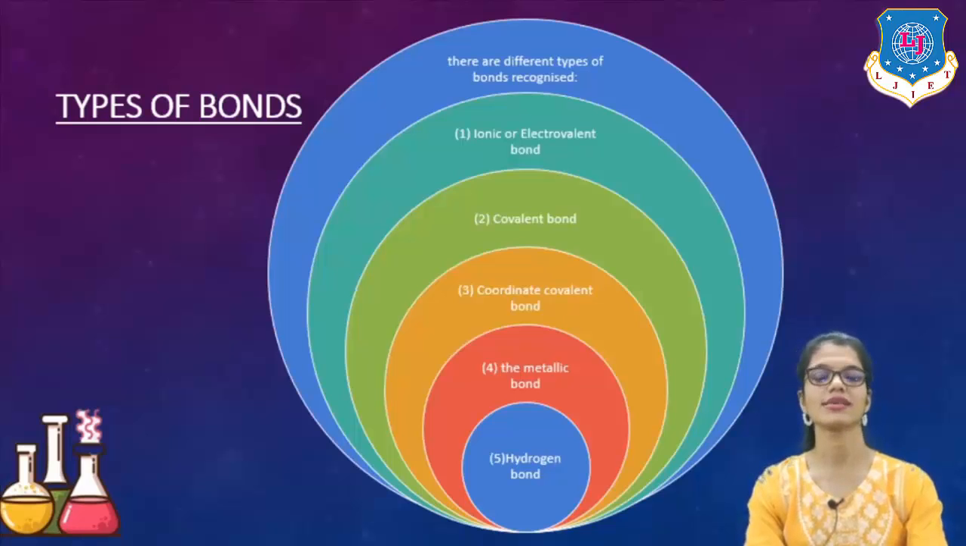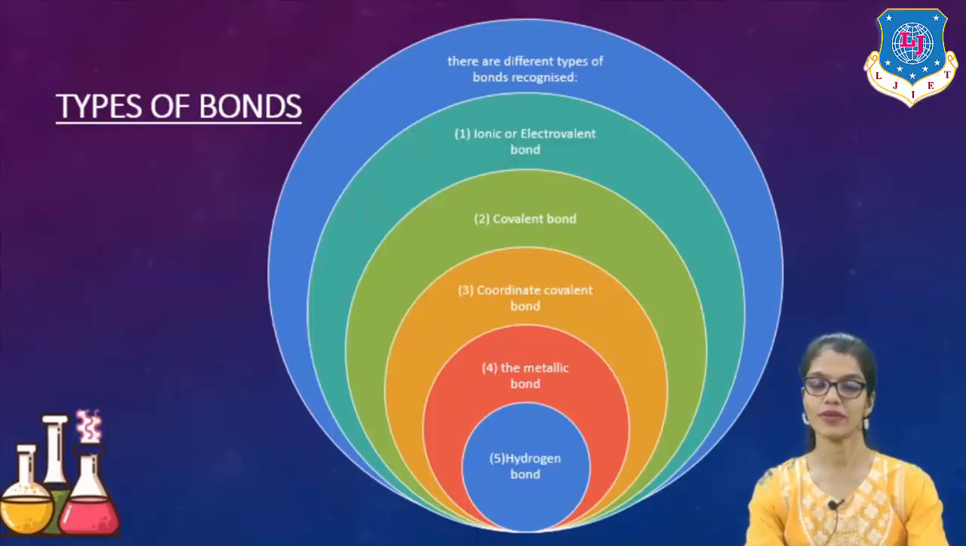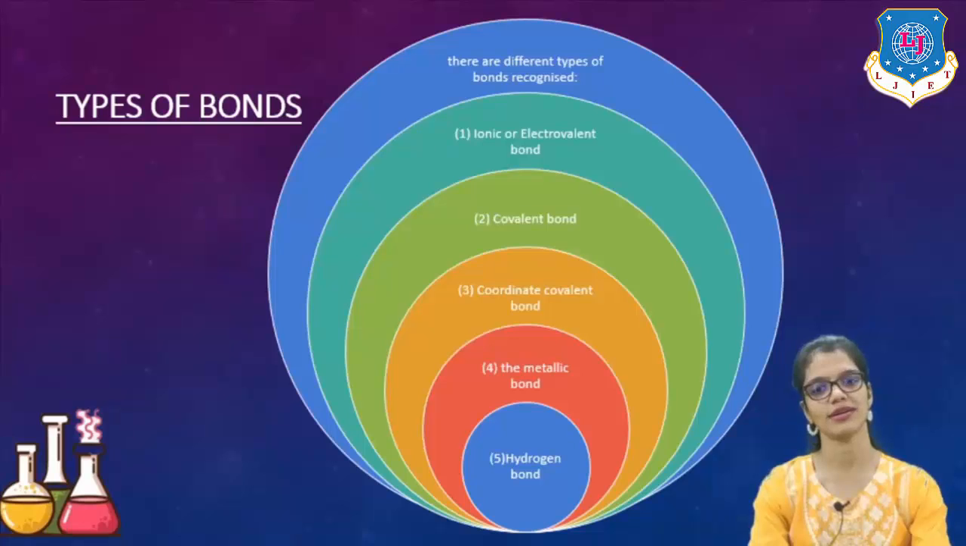First one is ionic or electrovalent bond. Second one is covalent bond. Third one is coordinate covalent bond. Fourth one will be metallic bond. And fifth one is hydrogen bond. Let's see them individually, how it can be possible.